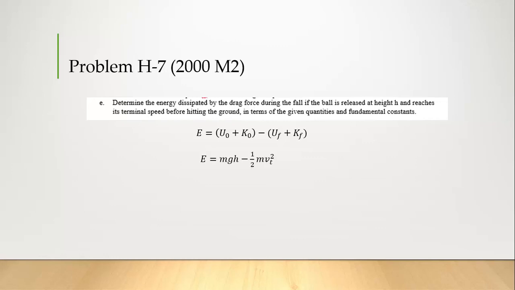So I plug some things in here. Initial potential energy is all I have, mgh, and then when the ball hits the ground, there is no potential energy, as it's all kinetic energy, 1/2 m vt squared. And so if I plug in what vt looks like, there we go. We can actually then pull some things out, and we end up with energy dissipated looks like mg times h minus m over 2b. And so this would be the energy dissipated by the drag force during the fall. The work done by the drag force would be the same value, only a negative number.